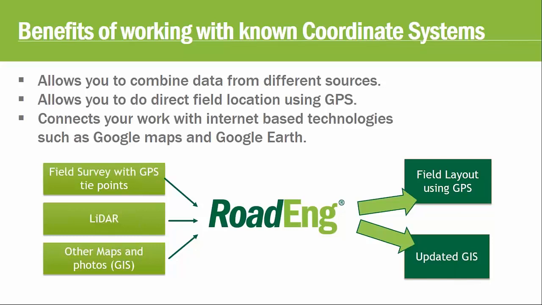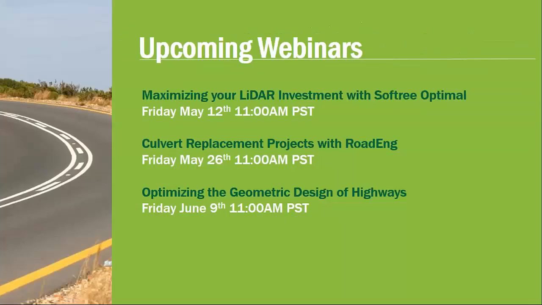RoadEng is good with reading lots of different kinds of data. You've got to be careful about bringing in multiple sources if they have different coordinate systems. And then we can export to various formats. Again, if you want to export to a well-defined georeferenced system like a GIS system, you probably want to know what coordinate system you're working in.